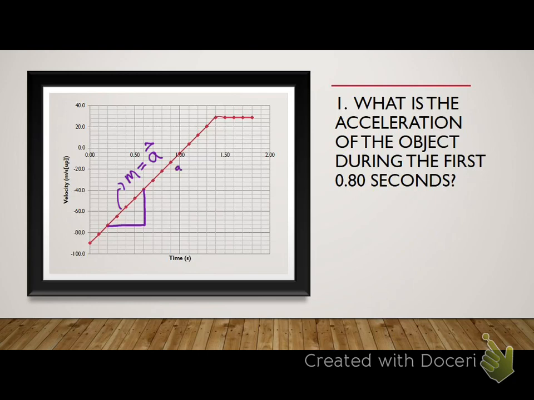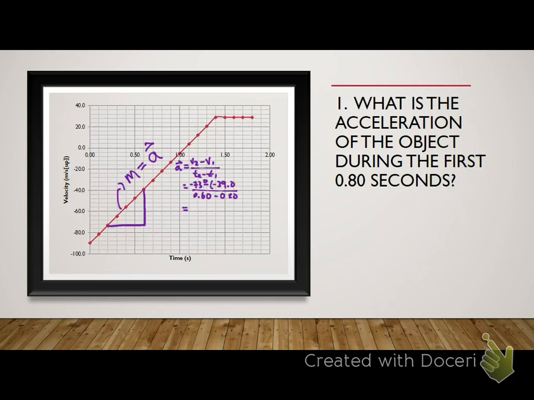So acceleration is going to equal v2 minus v1 divided by t2 minus t1. And so again, I'm looking at my change in velocity. So in this case, I have negative 73 subtract negative 39.0, and that should be a 0.0 as well, sorry. And that is then divided by 0.60 subtract 0.20.